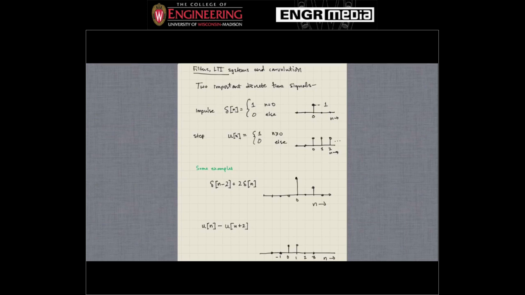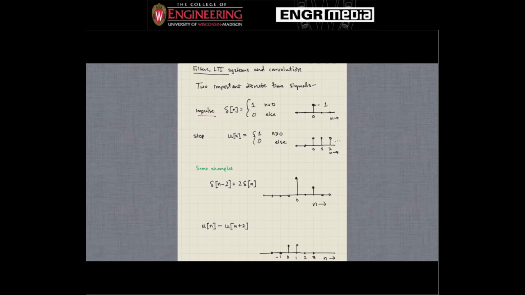Okay? So before we get started with that, I just want to go through two important discrete time signals. So we saw this impulse last lecture, right? We looked at the impulse response of an FIR filter. But I just want to remind you guys what an impulse is and how we're going to define that particular discrete time signal in this class, okay?